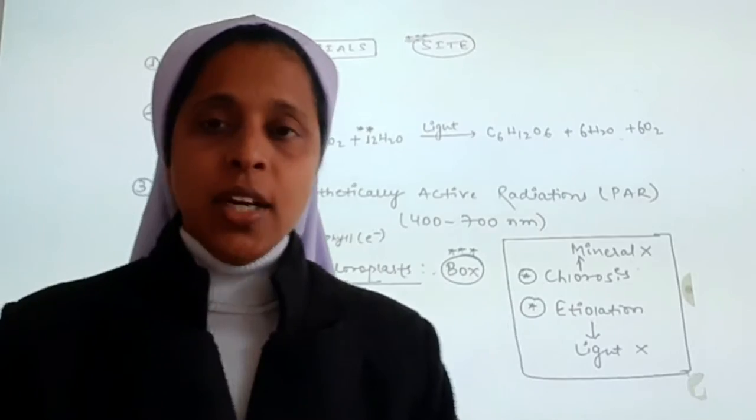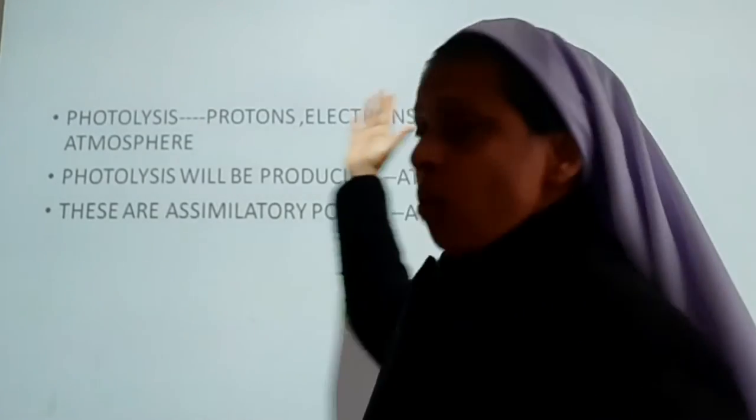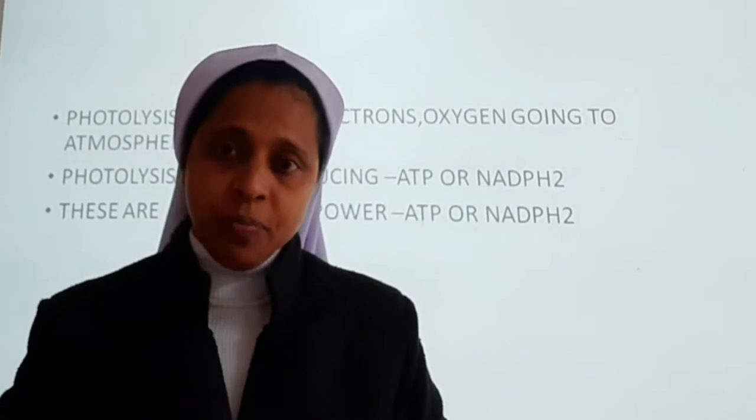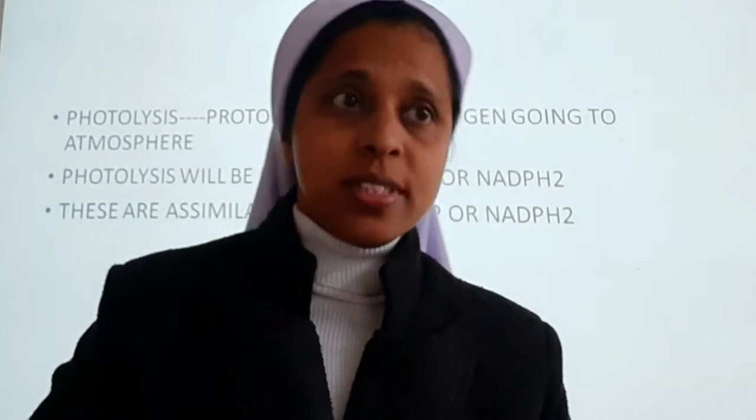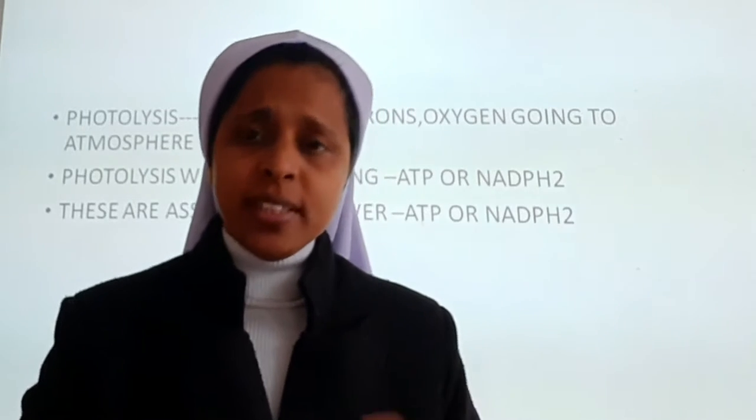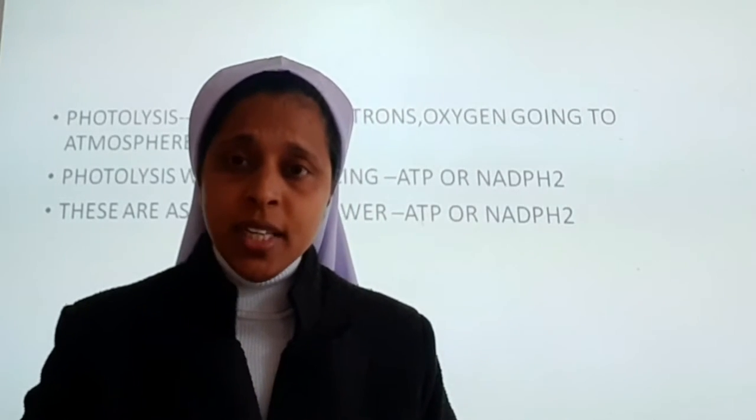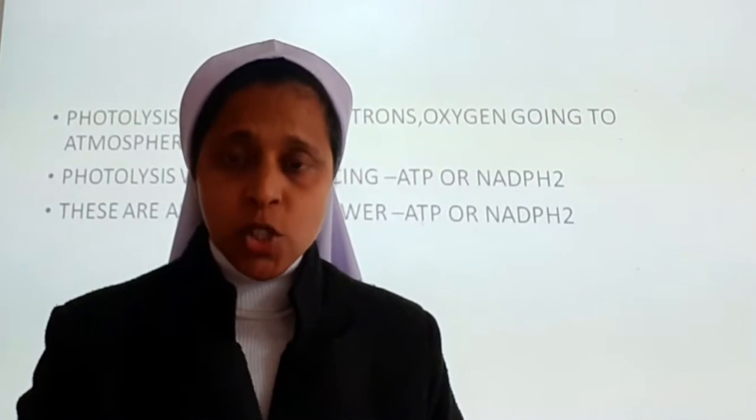So due to photolysis, what is happening here? Protons, electrons and oxygen are being released. In photolysis, lysis means breaking, photo means light. So in photolysis, protons, electrons and oxygen will be released, oxygen to the atmosphere. And what will these protons and electrons be making? They will be making ATP, energy, and NADPH2.